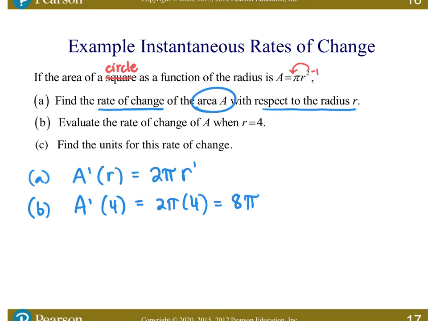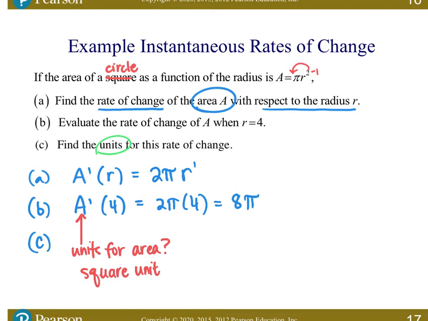And then part C, find the units for the rate of change. All right, well, we need to know the units for the outside letter first. So area. So what units do we use for area? Well, the units for area are always a squared unit. Square feet, square meters, square inches, square something. And we don't know exactly what that unit is. It doesn't say in our problem what kind it is, but it is a square unit.